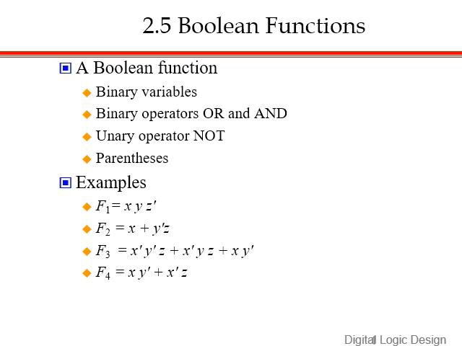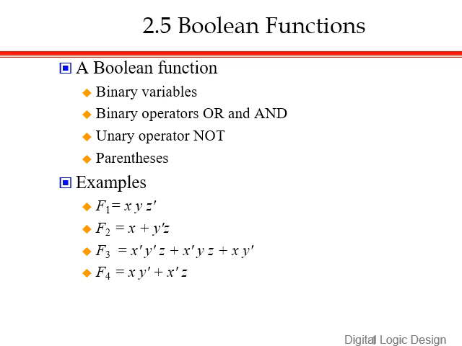The next example is that of f2. f2 is the OR combination of variable x and y prime z. It means that the value of f2 is 1 if the value of x is 1 or the value of y is 0 and the value of z is 1.